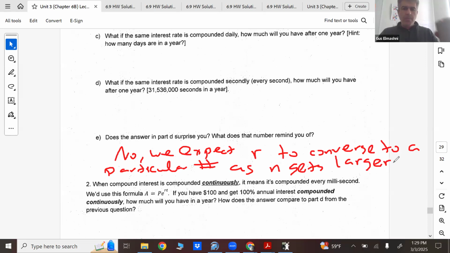Okay, so what's happening there? It's a little tricky. But what's happening there is that we wind up getting this formula, which is compounding continuously. And so if I were to work this out, A equals for 200.